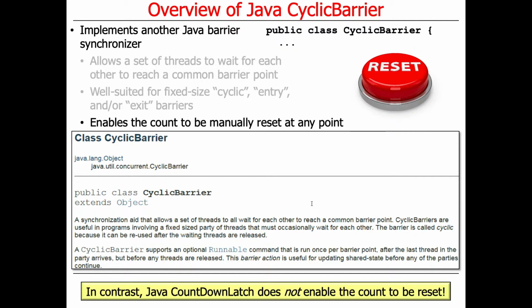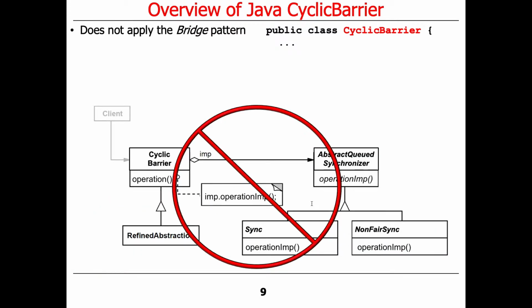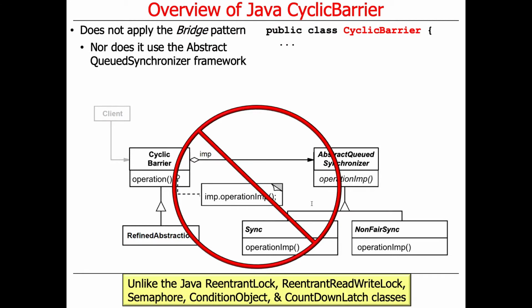In contrast, the countdown latch does not enable the count to be reset, but cyclic barrier allows you to reset the count at any point. As with the countdown latch, there's no interface that's implemented. There's no common interface because it's really just a one-off thing. And it also does not apply the bridge pattern, so it doesn't reuse any of the abstract queued synchronizer mechanisms that we had talked about for the other synchronizers and for countdown latch.